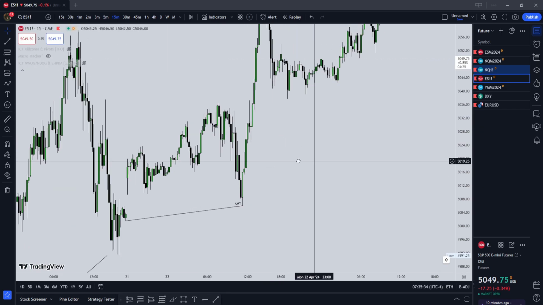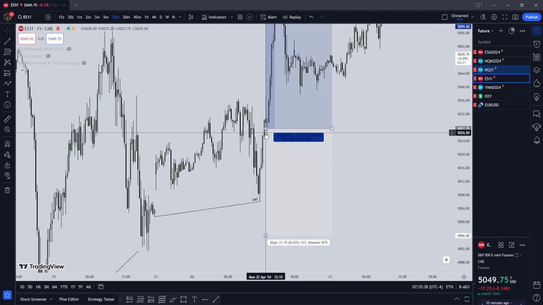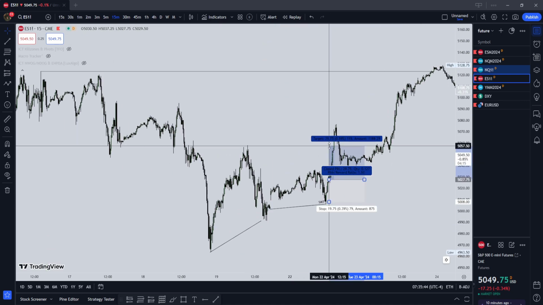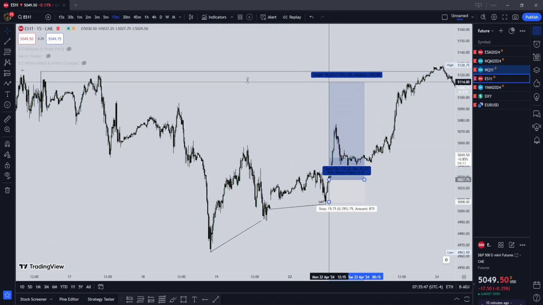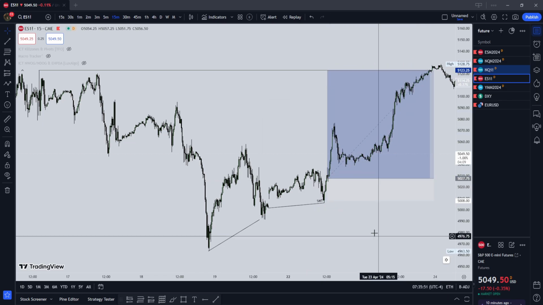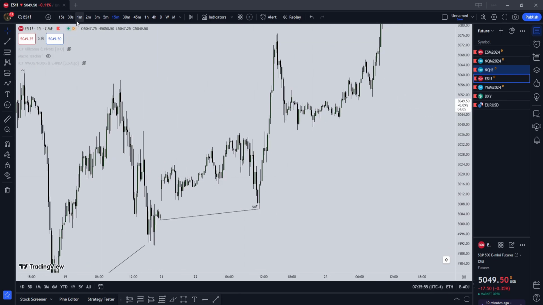So we could have longed this right here on this fair value gap. Put your stop here, maybe, doesn't matter. And TP on the highs here, maybe to the higher time frame. Depends on the analysis, but we're not here to talk about the entries, to be honest.